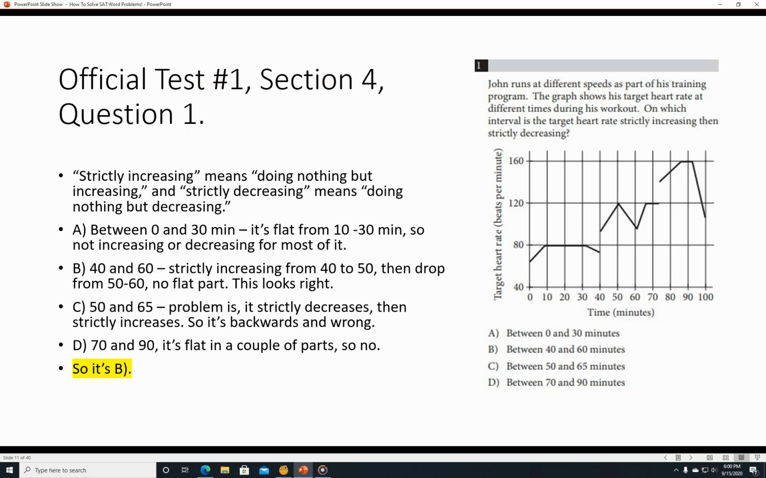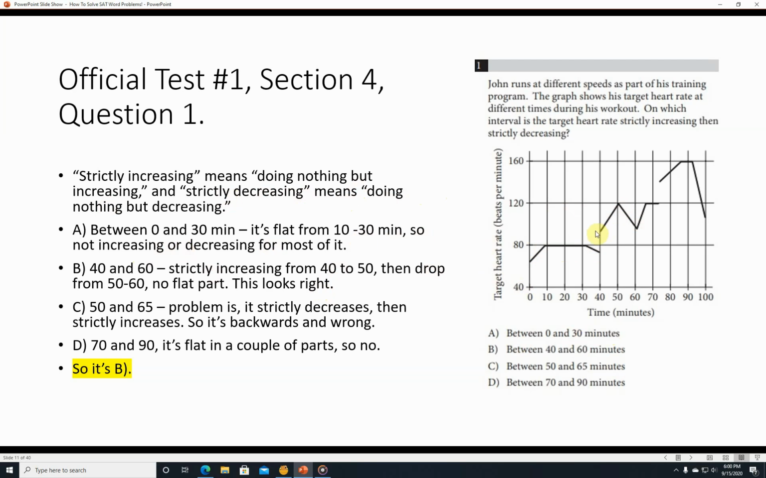All right, so strictly increasing means exactly what you think it does. It means doing nothing but increasing, and strictly decreasing means doing nothing but decreasing. So it's got to be something like this, where it goes up and then goes right down. There are no flat parts. So A, between 0 and 30 minutes, there's a big flat part. That's neither strictly increasing nor strictly decreasing, so that can't be it.